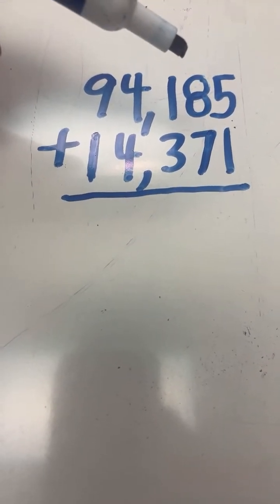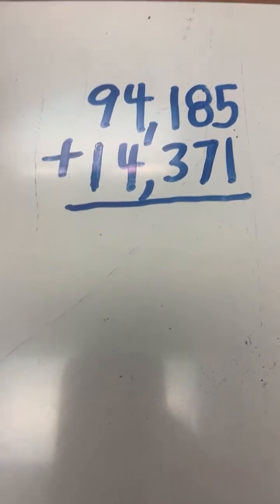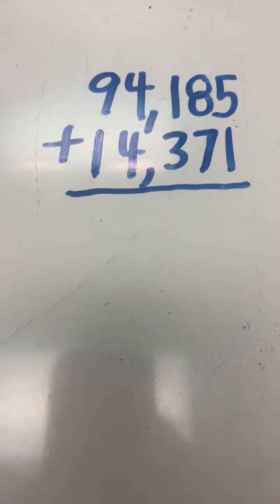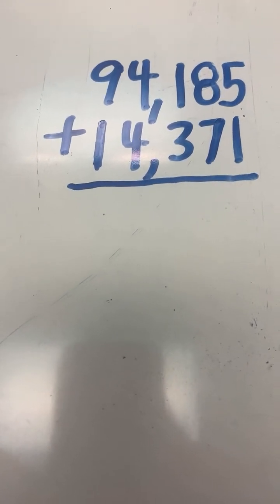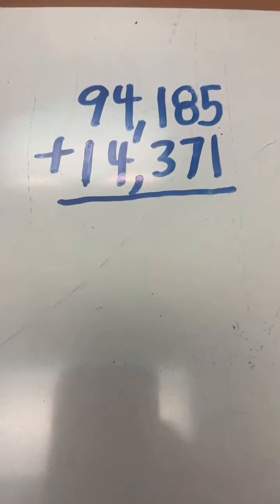So we are going to start in the ones place. First, let me read the next example problem. 94,185 plus 14,371. So we are going to start off in the ones place. We're going to add 5 plus 1. 5 plus 1 equals 6.